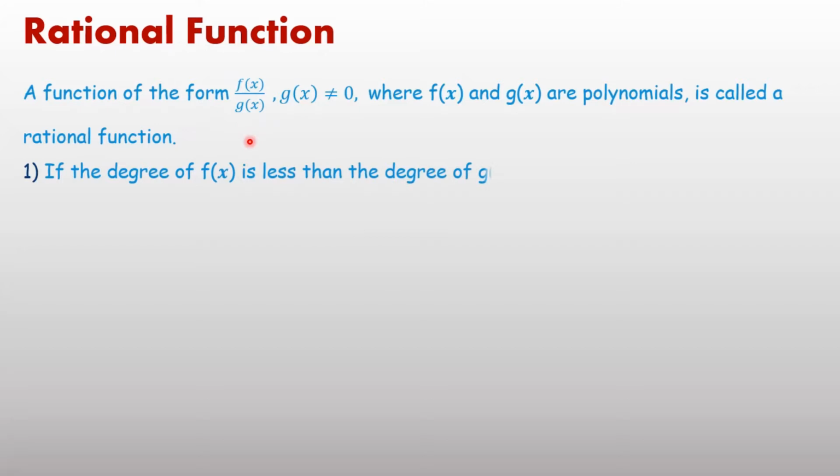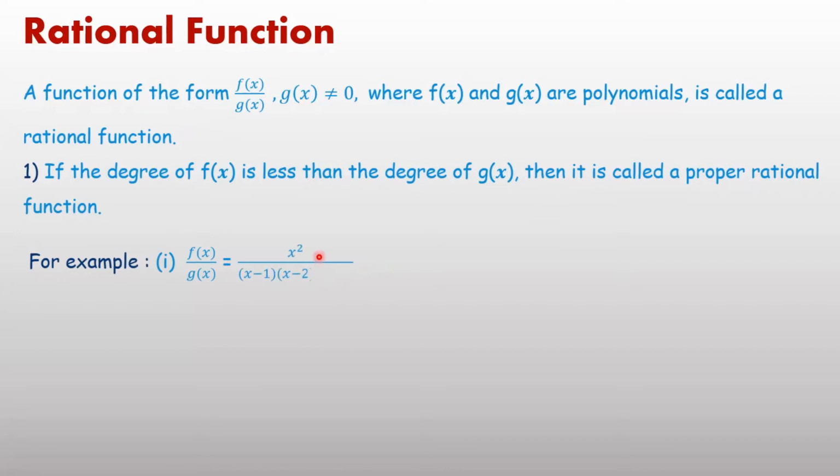Now, if f(x) upon g(x) is written, two situations arise, depending on the difference of degrees of f(x) and g(x). Degree of f(x) means the highest power of the variable in f(x). If the highest power of the variable in f(x) is less than the highest power of the variable in g(x), that is, degree of f(x) is less than degree of g(x), then it is known as a proper rational function.